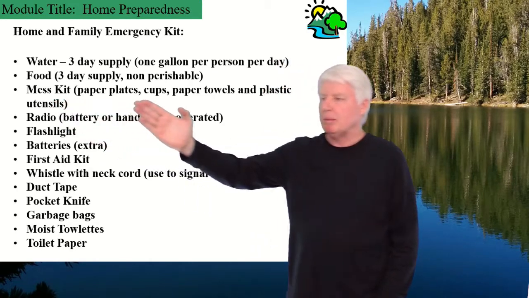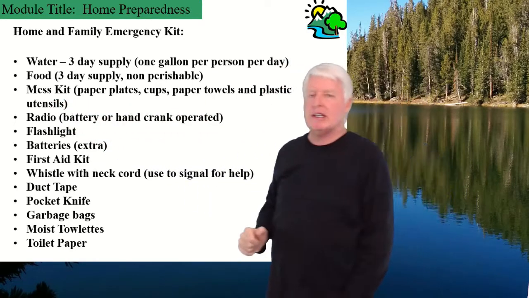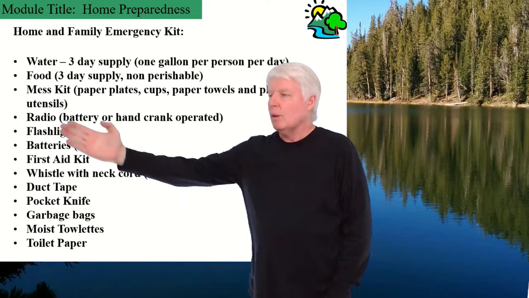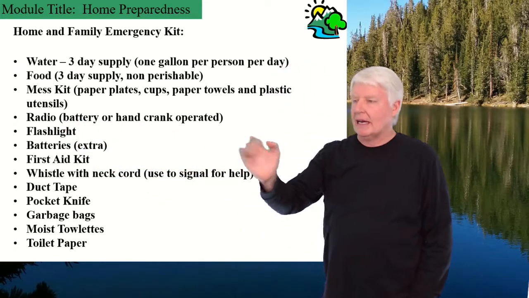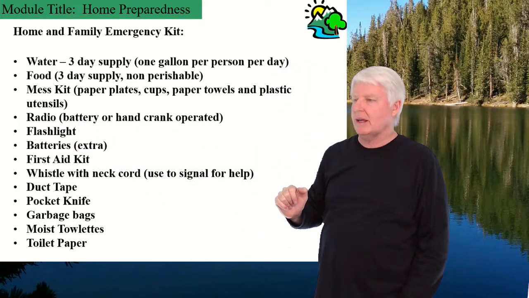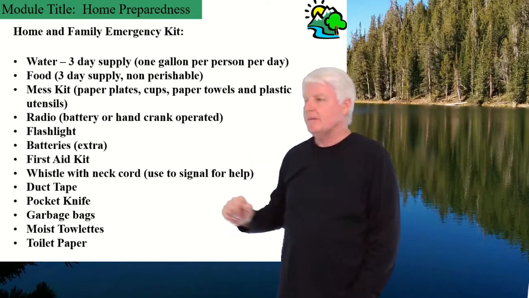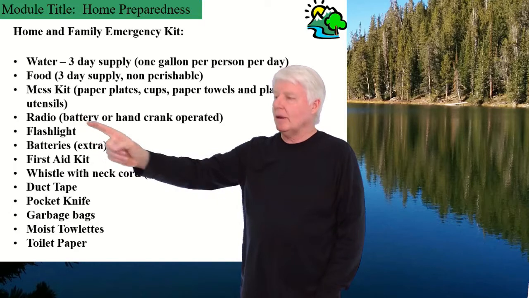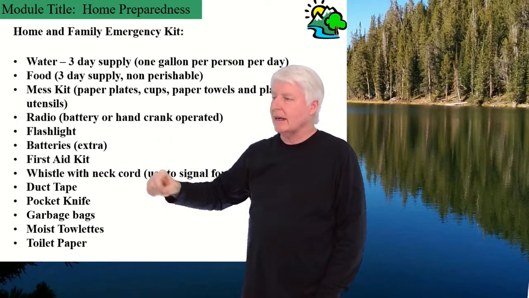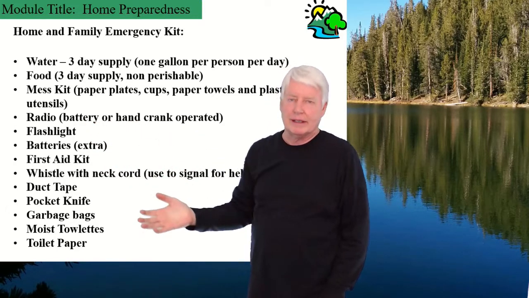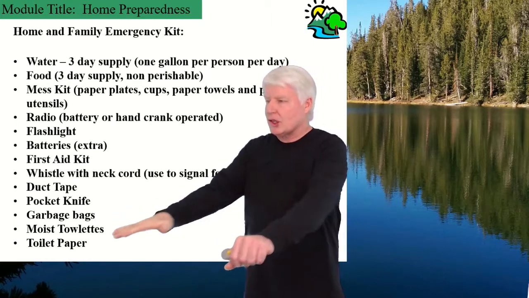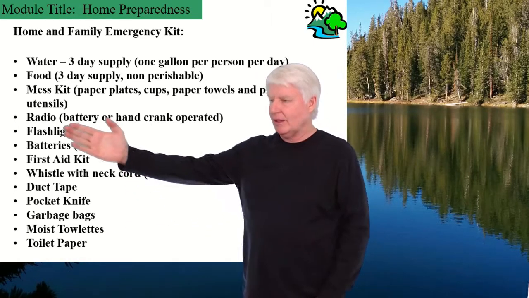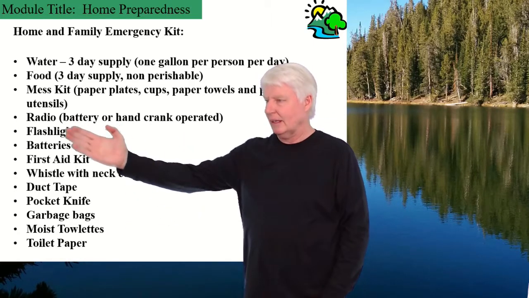Mess kit, paper plates, cups, paper towels, and plastic utensils. There you go. Radio, a battery with a hand crank operated. I bought one of those the other day. They're not very expensive. The flashlight. And the radio I got, you can hand crank it, and it also has something to plug your cell phone in. Now you may want to get in shape also, I guess, if you have to hand crank that thing all the time.